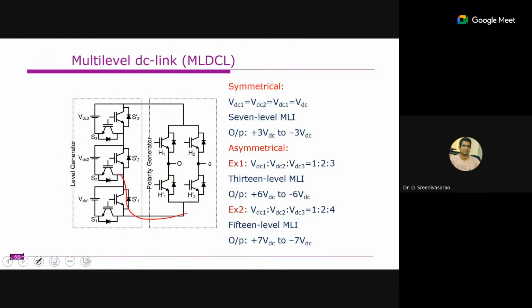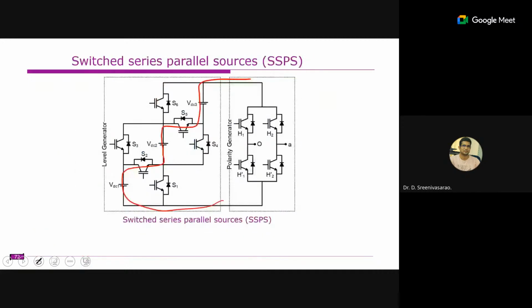For example, you require 3 VDC. You can see these switches you need to turn on, so you're turning on 3 switches. Whereas here you're just turning on the switches S2 and S5 so that you get the voltage. Earlier you required 3 switches, now you turn on only 2 switches. For example, you can also bypass. Let us assume if you want to bypass, you can bypass like this. Now also you need to turn on 2 switches.